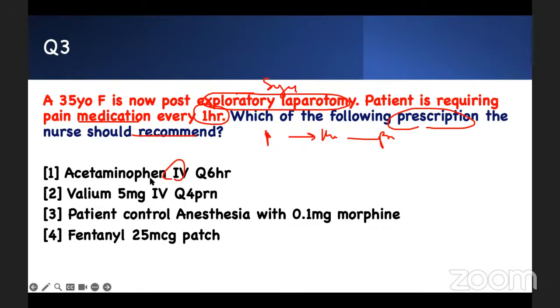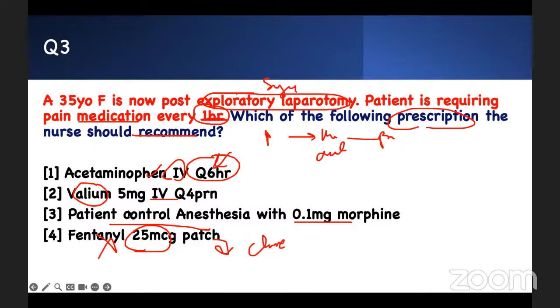You give them IV acetaminophen, you give them Valium to depress their respiratory system, or you give them patient-controlled analgesia that they can manage on their own. Or you provide a fentanyl patch, which is used for what? A chronic problem. This patient has an acute problem, not a cancer or chronic problem. The patient is requiring medication every hour, and the patch is not going to provide that pain relief.